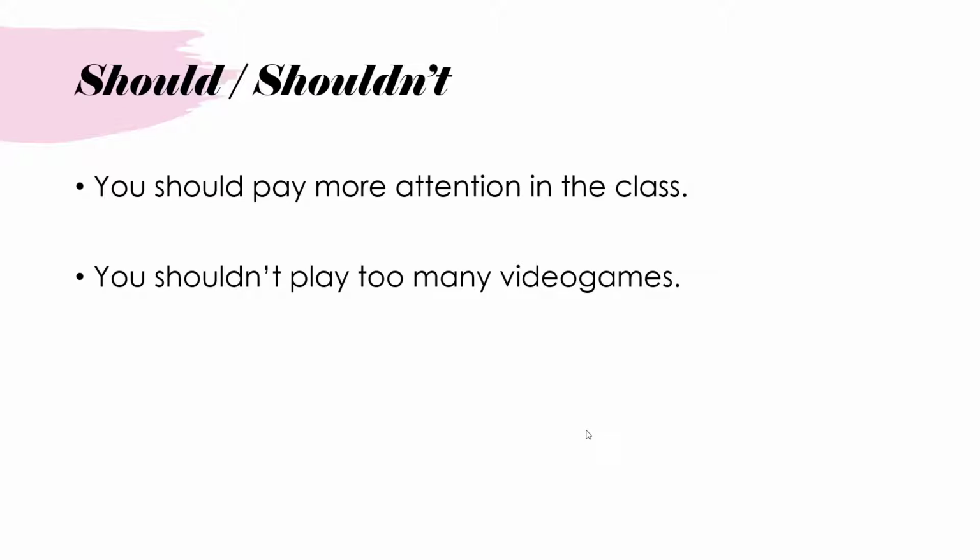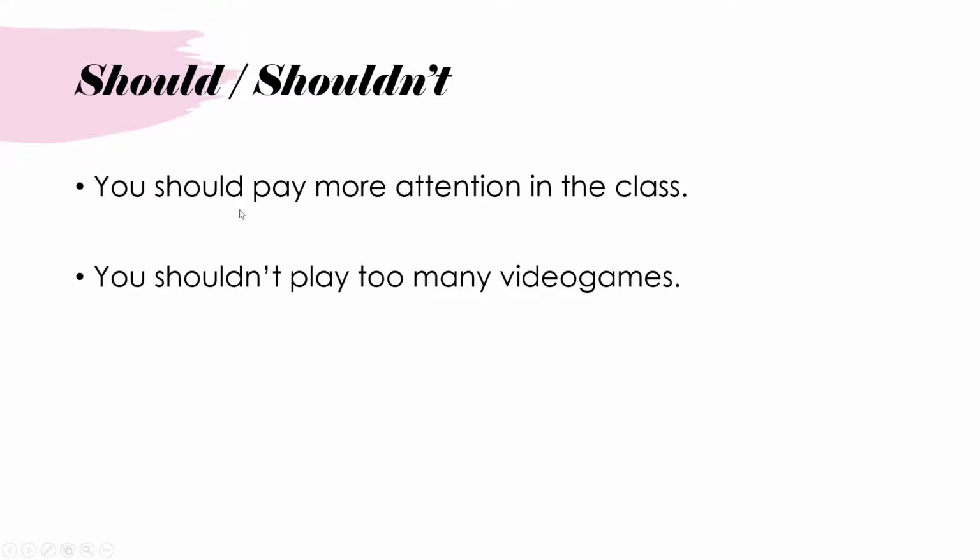Now we're going to review the use of should and shouldn't. We're going to use should and shouldn't to give advice. That's really important, to give advice about something or in a different situation. Let's see the examples. You should pay more attention in the class. You should pay more attention in the class, okay?